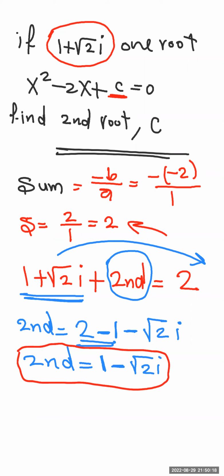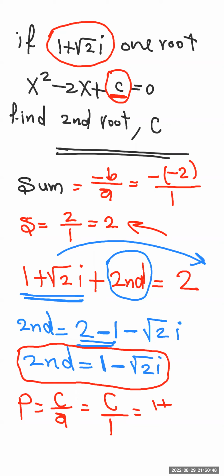Okay. Now, how to get c? No problem. Here we can get c by using the product, of course. Product will equal c over a, and here the rule is c over a, which by chance is c, so no problem. C over a means c over 1. So this will equal the product of these two roots: 1 plus square root of 2i times 1 minus square root of 2i.